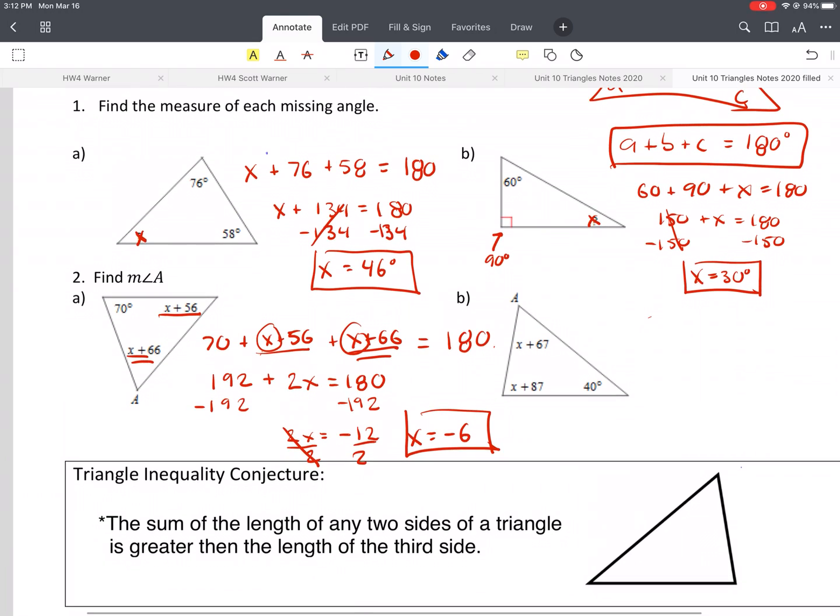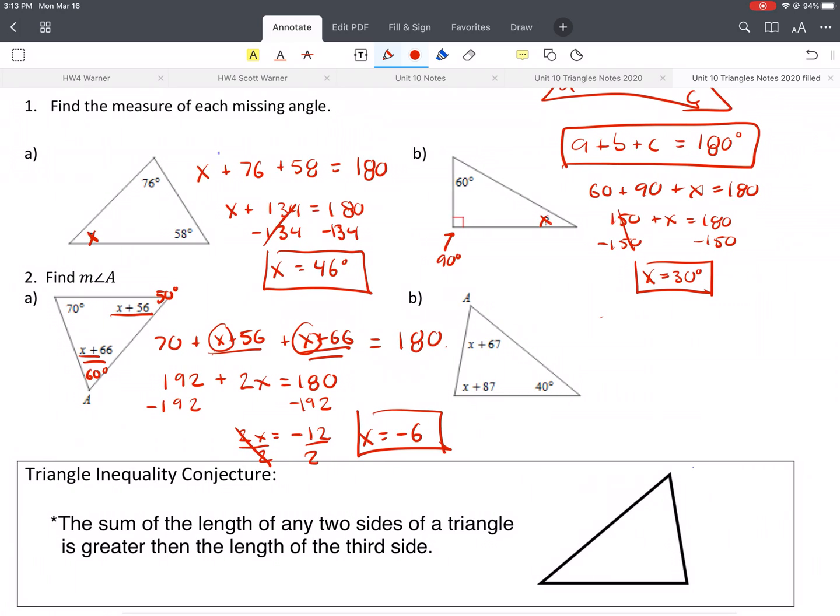If we were to plug negative 6 in, then our angles, for example here, would end up giving us 60, and here that would give us 50 degrees. All right, so for B, I'd like you to give that a try if you can, and then come back to me. It'll be the same sort of thing.